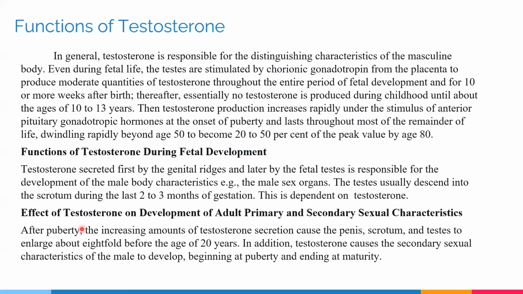Next is the effect of testosterone on development of adult primary and secondary sexual characteristics. After puberty, the increasing amount of testosterone secretion causes the penis, scrotum, and testis to enlarge about 8-fold before the age of 20 years. In addition, testosterone causes secondary sexual characteristics of the male to develop, beginning at puberty and ending at maturity.